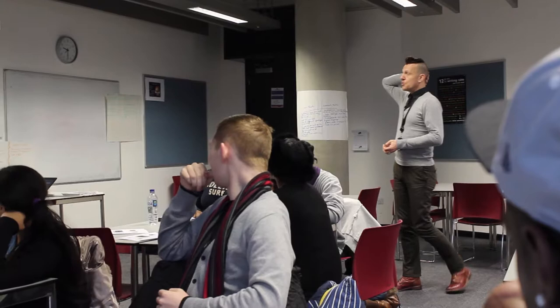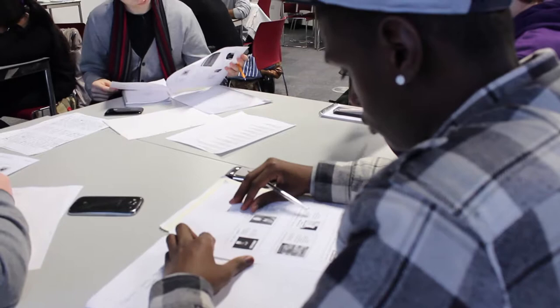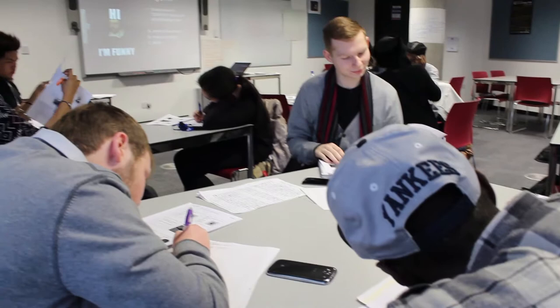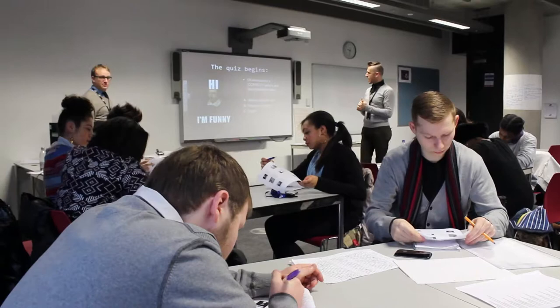Okay, Shakespeare's comedy plays. Question one. Shakespeare's comedy plays are identified by A, their jester characters, B, happy endings, or C, both. Circle your answer on your sheet. Don't tell me. Next question.